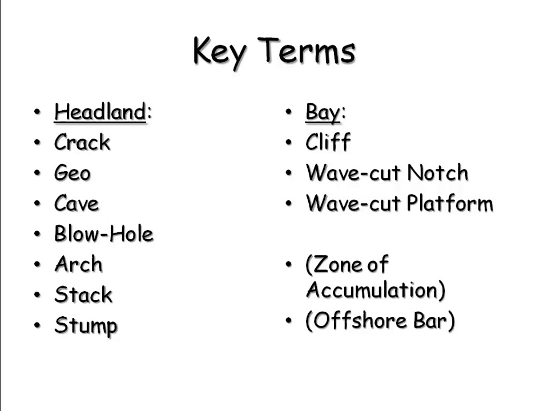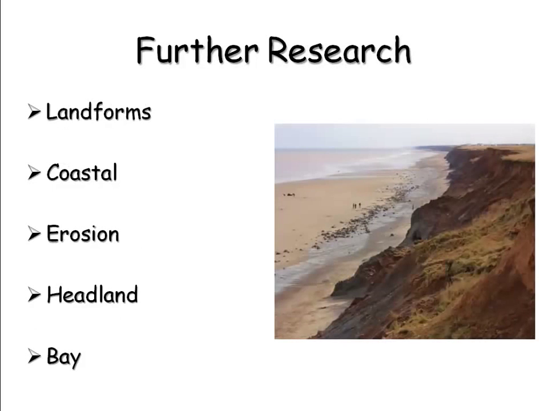To summarise, those are all the key terms that I've gone through, which will be useful for doing a bit further research for note taking. Those are probably the key terms. Landforms of coastal erosion, but also headlands and bays are the two main areas within which the other keywords will help you to add further detail.